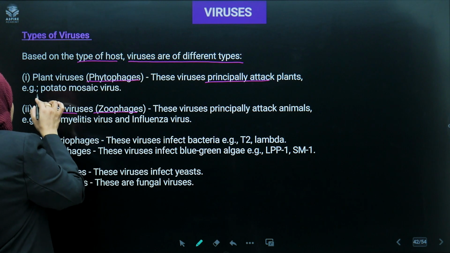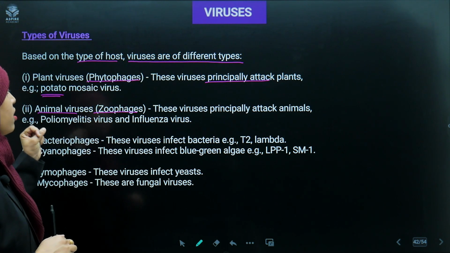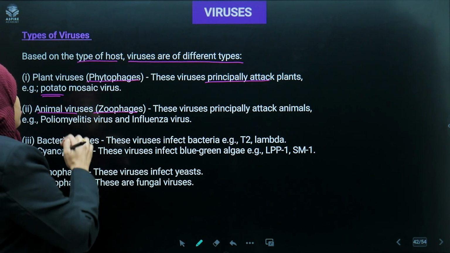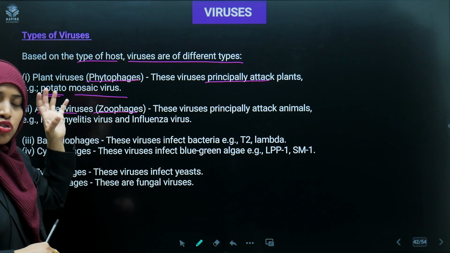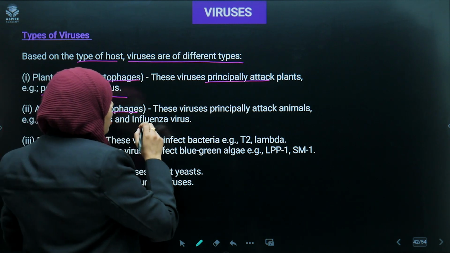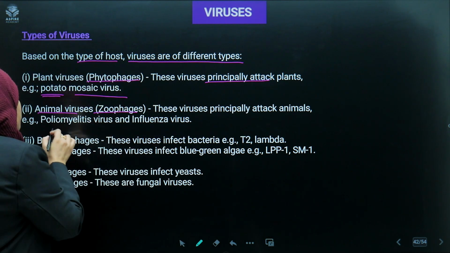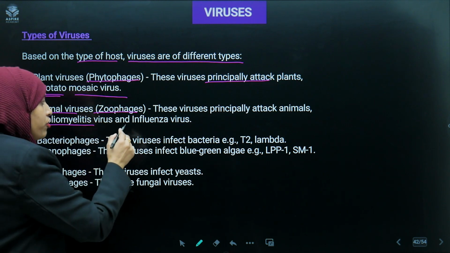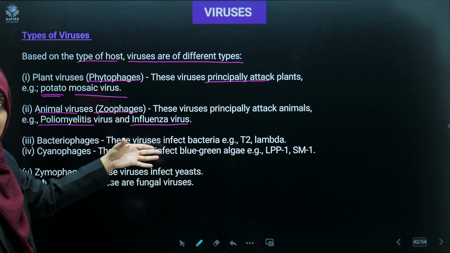Okay, so like the potato, mostly potatoes, wheat, rice, they are affected by the infectious viruses. So mosaic virus. Okay, now animal virus जो कि zoophage we are calling it. So ये काम क्या करते हैं? They are attacking the animals. Okay, like poliomyelitis. Okay, polio virus हो गया. Now influenza virus ये animals को attack करता है, animals को influenza होता है.